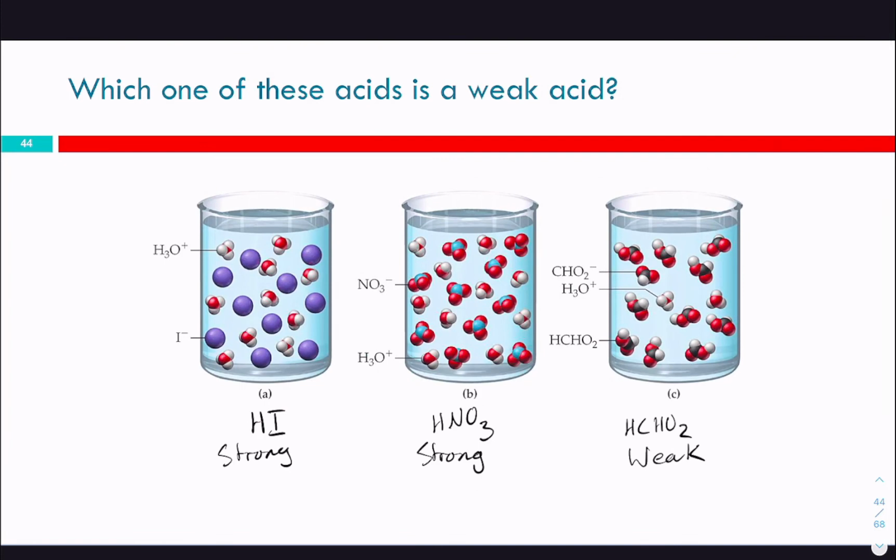Weak acids become a lot more important if you take more chemistry. So the math surrounding them, and how much exactly ionizes, you can calculate it, but we don't get into that.